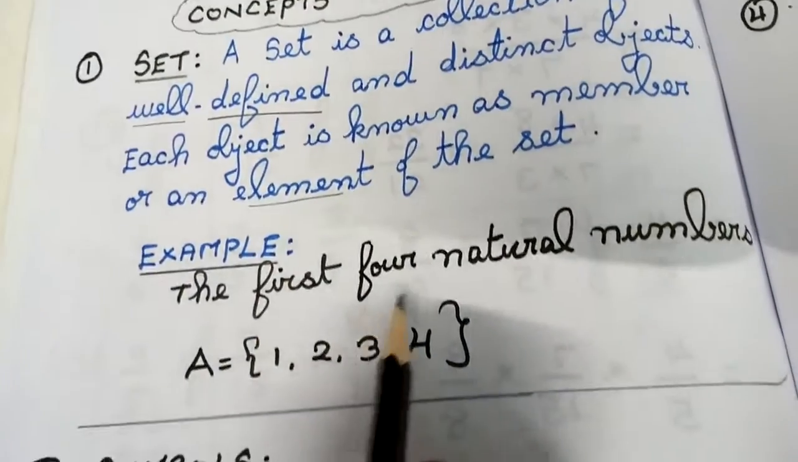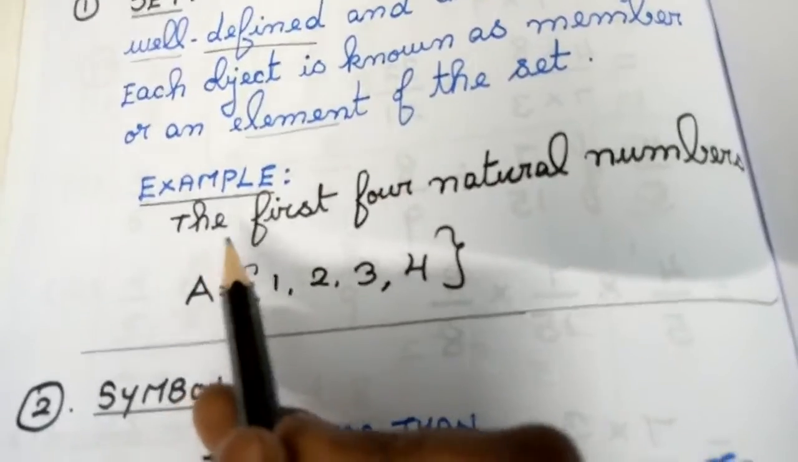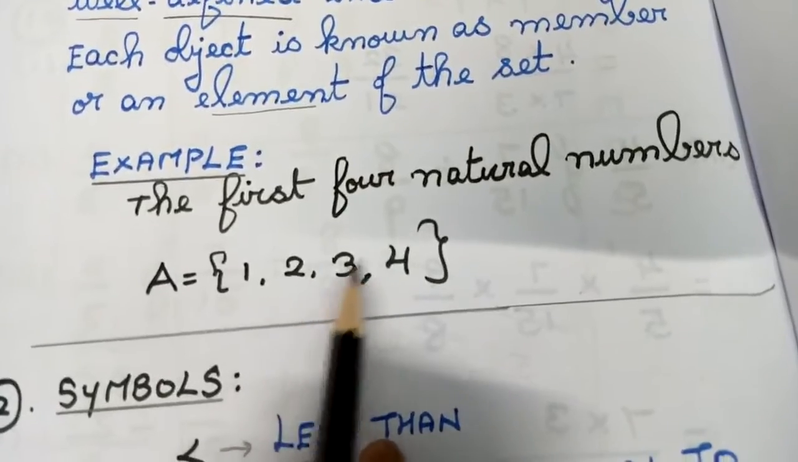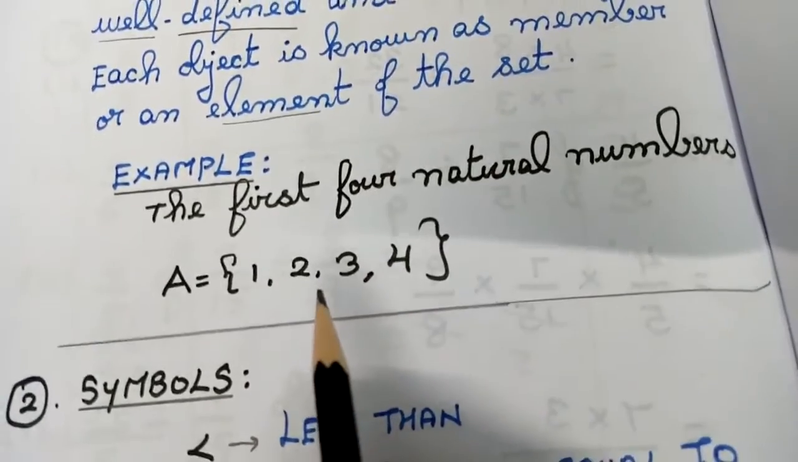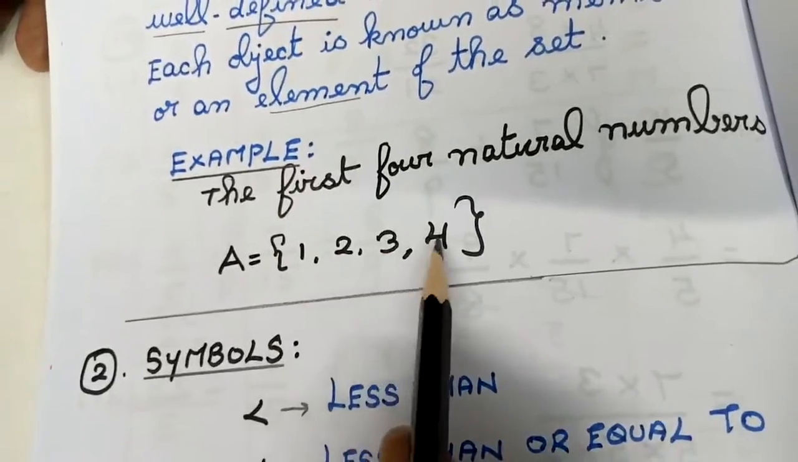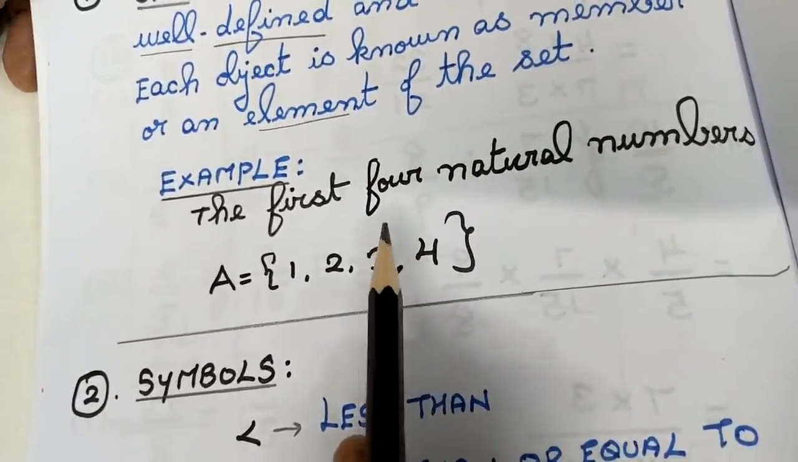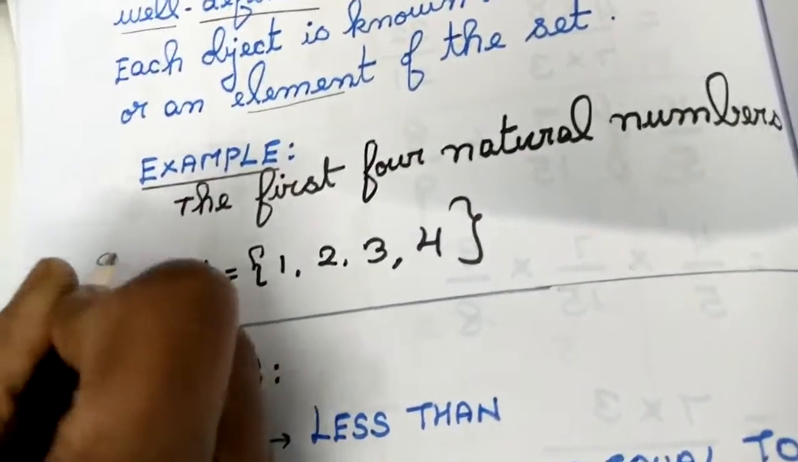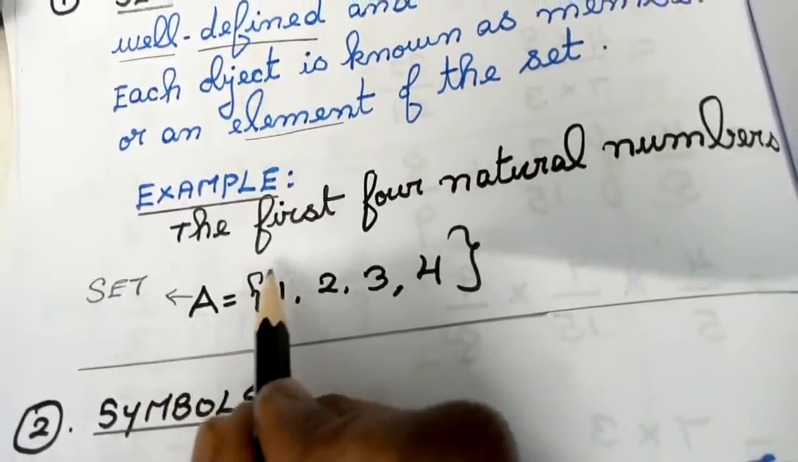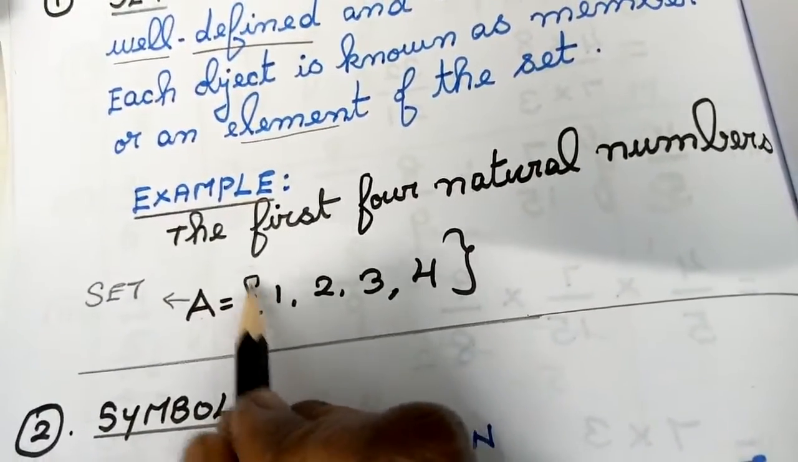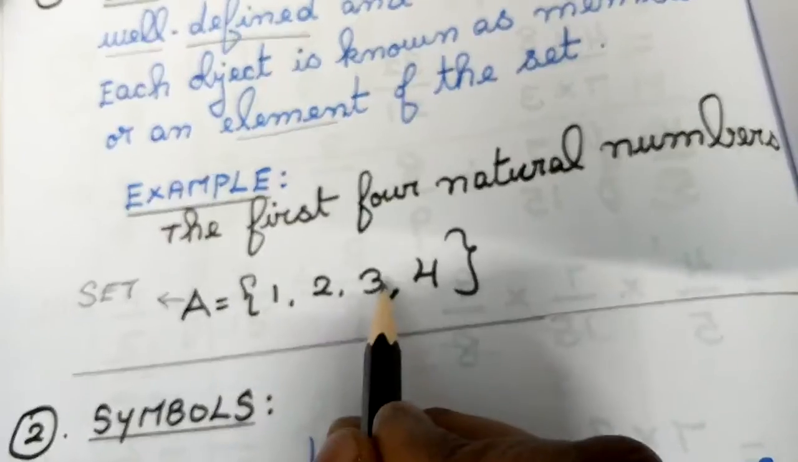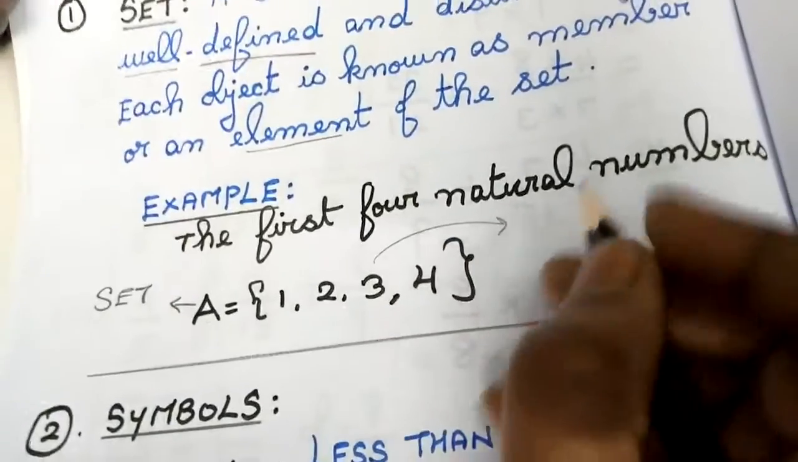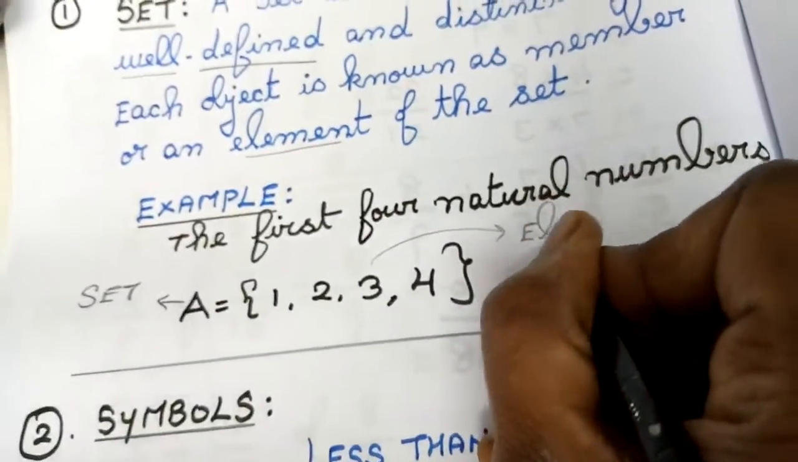Example, the first four natural numbers. If I am going to talk about the first four natural numbers, it means A equal to {1, 2, 3, 4}. Natural numbers start from 1, so 1, 2, 3, 4. A is nothing but the set. While I am representing the set, I will be using the flower bracket. Whatever values I am writing inside are known as elements.